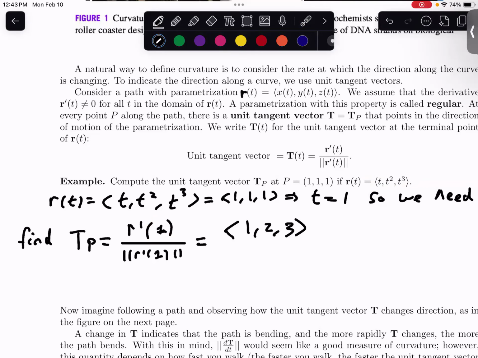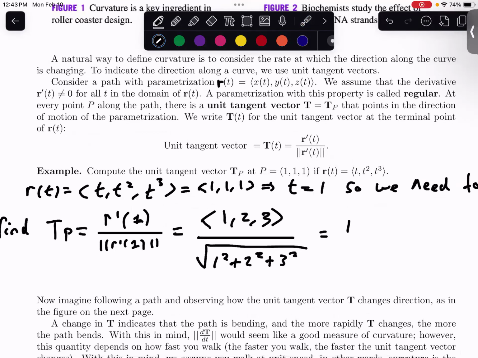And then all you have to do from here is divide by the magnitude of this vector, right? So you just divide by the square root of 1 squared plus 2 squared plus 3 squared. And so this is the square root of 14. So this ends up giving you the vector 1 over the square root of 14, times the vector 1, 2, 3.